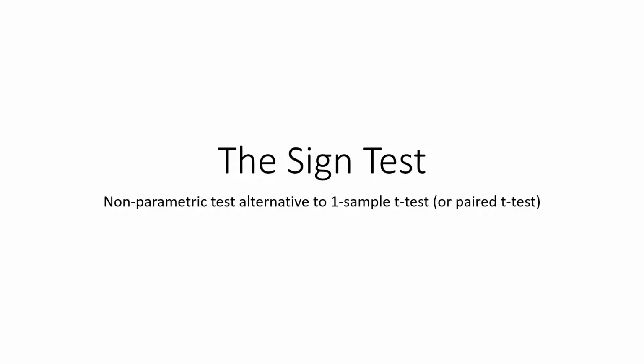This video will talk about the sign test, which is a non-parametric test that can be used as an alternative to a one-sample t-test, or since a paired t-test is really just a one-sample t-test performed on the differences, it could also be used in place of a paired t-test.